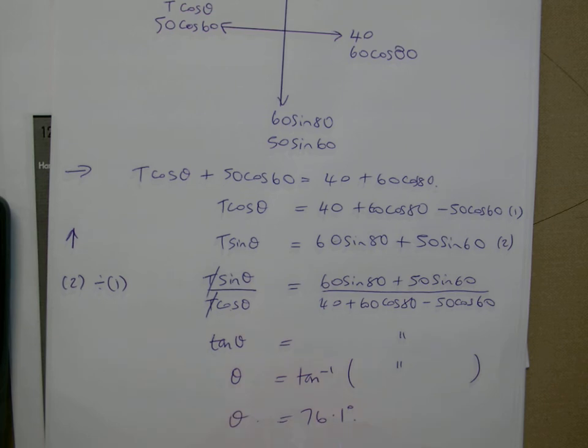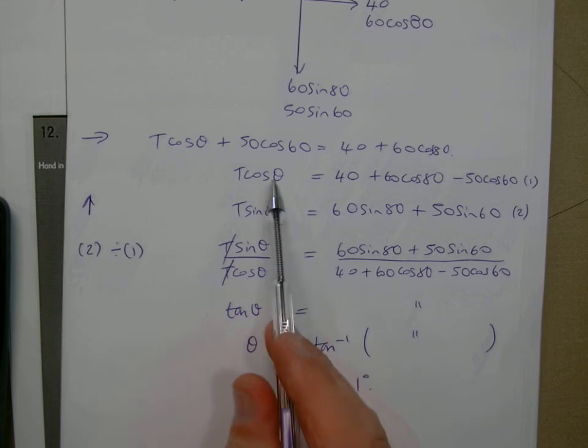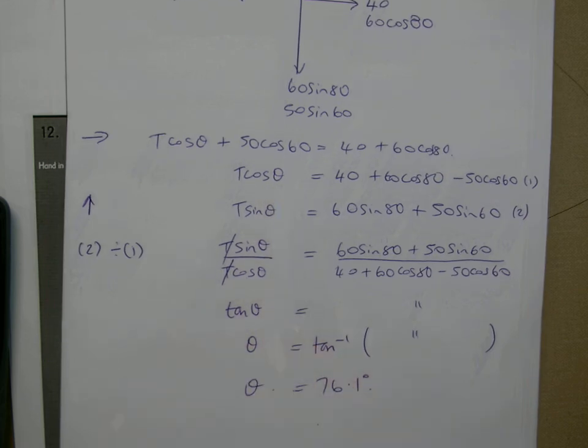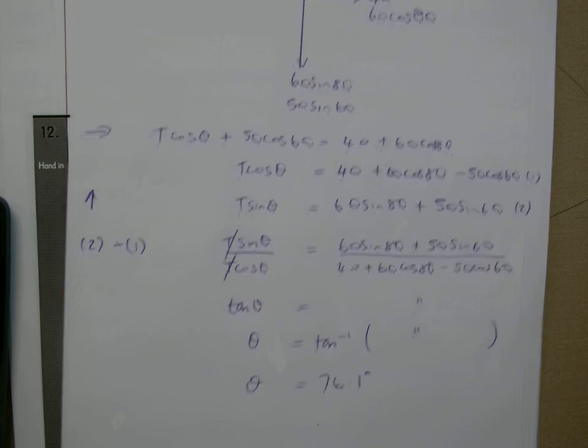Now once I've got theta, there are a couple of ways to get the T. The easy way is just to sub it into equation 1 or equation 2, and then you can get your T from there.